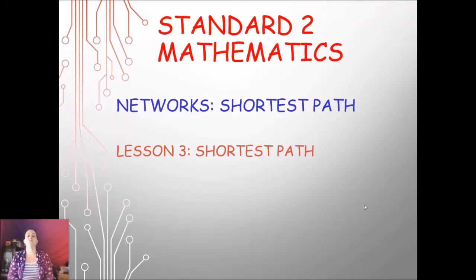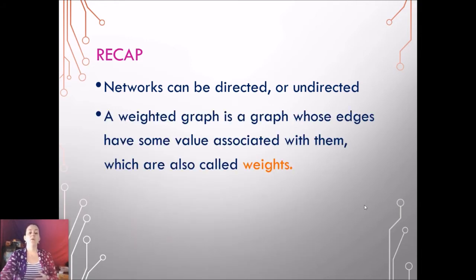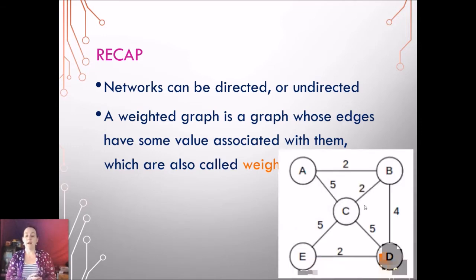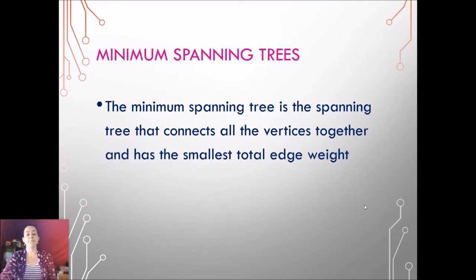Okay, so today's lesson is looking at the shortest path when we're referring to networks. So just to recap, networks can be directed or undirected. A weighted graph is a graph that has edges that have a value associated with them. Now we call these weights. That's why we call it a weighted graph. So the weight of an edge usually represents the cost or the distance between two vertices. So in our picture here, the cost or the weight of that edge indicated there is 3.